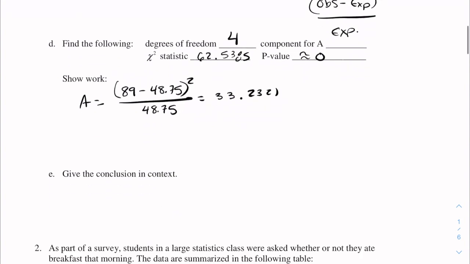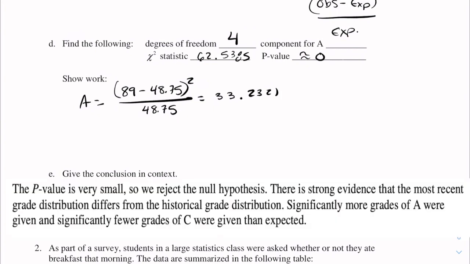So now we just need to use our logic to understand what is the conclusion that we want to come to from this set of data. We see that our p-value is in essence 0. So the p-value is very small, so we reject the null. There is strong evidence that the most recent grade distribution differs from the historical grade distribution. Significantly more grades of A were given and significantly fewer grades of C were given than expected.